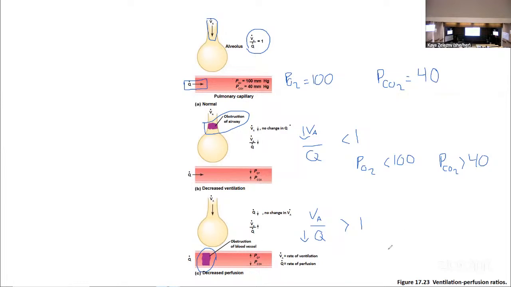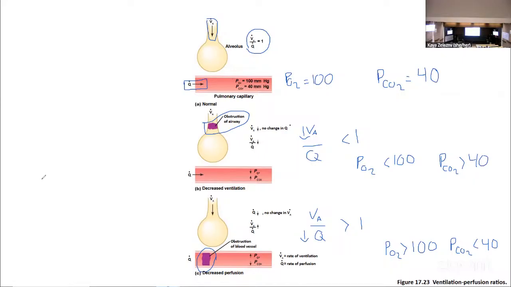Right? So in this case, we're going to see that our oxygen levels go up, because we're putting that oxygen into less blood, essentially. So that's going to go above 100. And we're getting rid of extra carbon dioxide here, so we're now going to see something that potentially gets even lower than 40. So this is going to link up these ratios to what we see in terms of our blood gases.